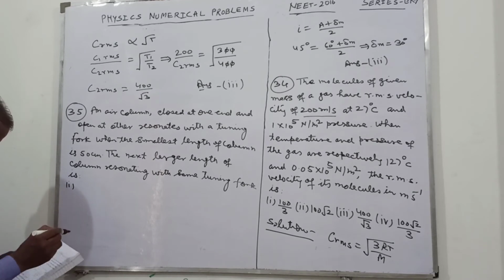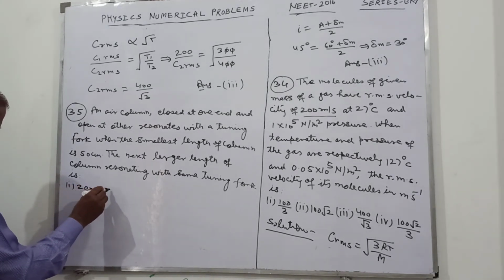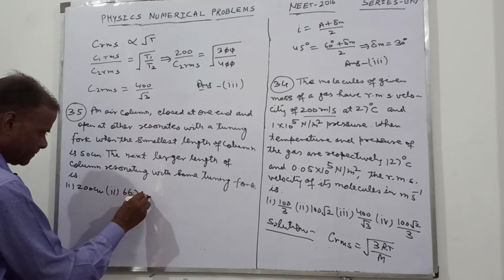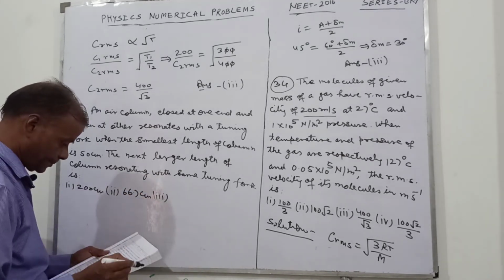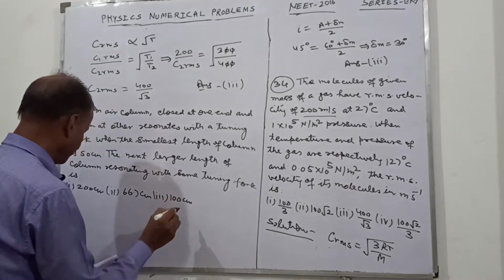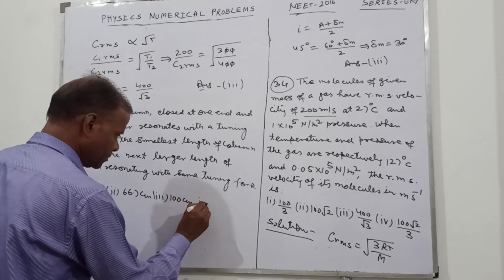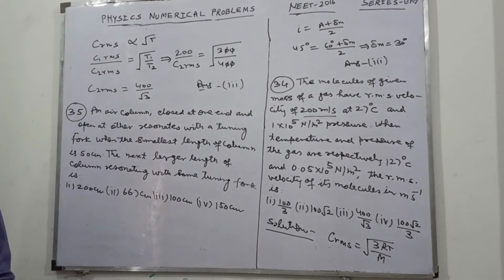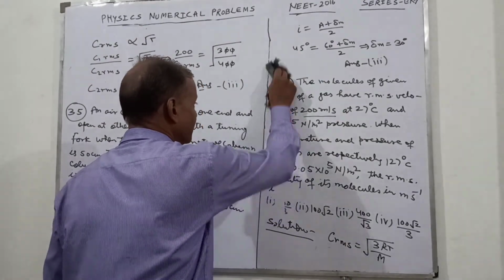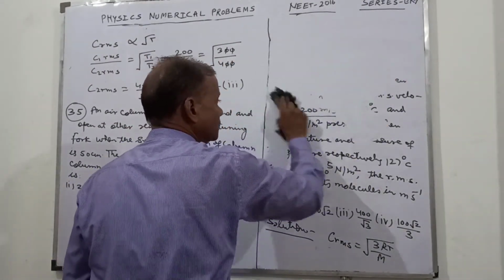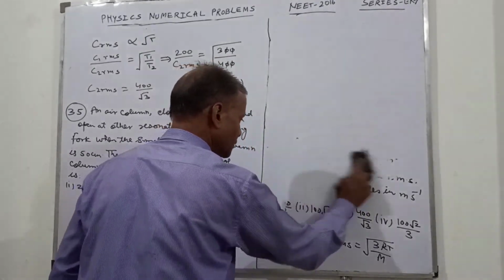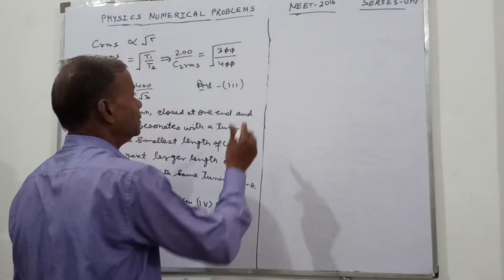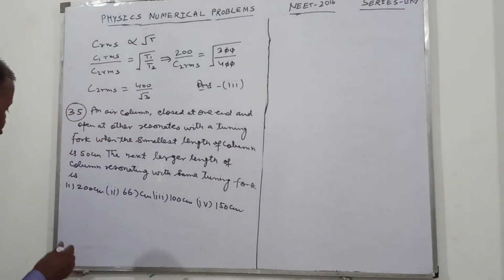now your options. First is 200 centimeter. Second is your 66.7 centimeter. And third is 100 centimeter. And fourth is 150 centimeter. This is given here. Now solution.